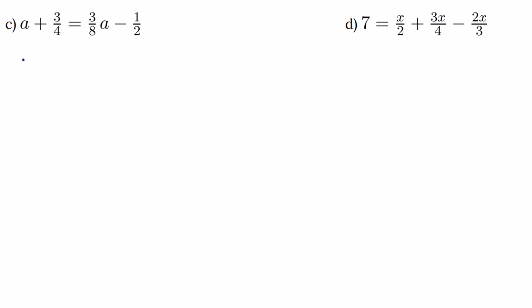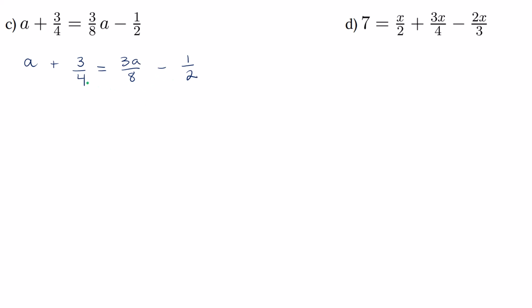I'm going to start by rewriting this equation. So a plus 3 over 4 equals 3a over 8 minus 1/2. So rewriting it has kind of given me space to put my LCDs, as well as I've kind of shown that a goes on top.